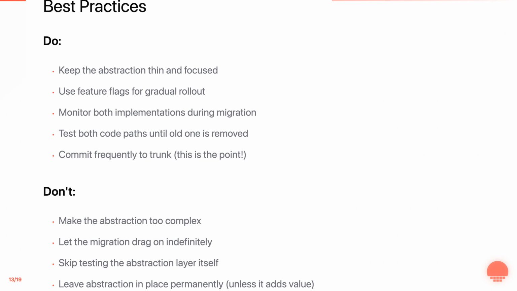Keep your abstraction laser-focused. You're building a temporary seam, not architecting for eternity. The whole point is frequent commits to trunk, so your migration stays visible and integrated. Monitor both paths obsessively during rollout. And here's the critical part. Once you're done, rip the abstraction out. Unless it genuinely adds value, leaving it there just creates technical debt. You replaced one complexity with another. The best branch by abstraction is the one that disappears when the job's finished.